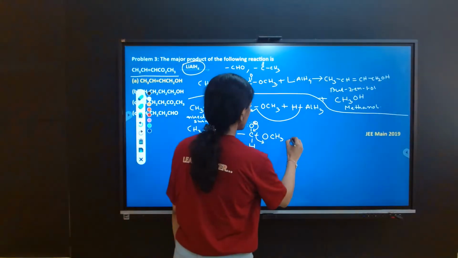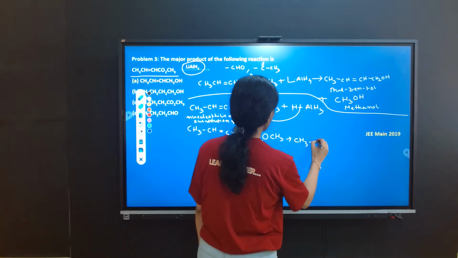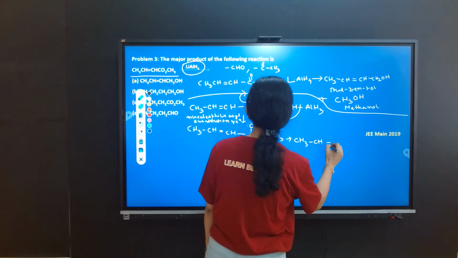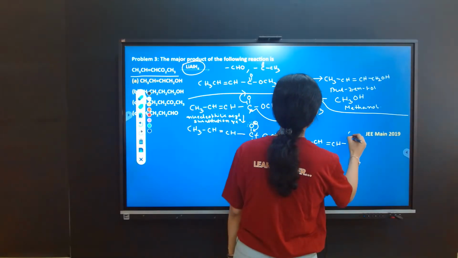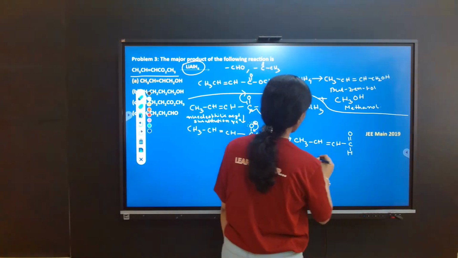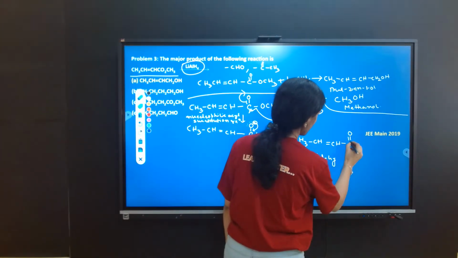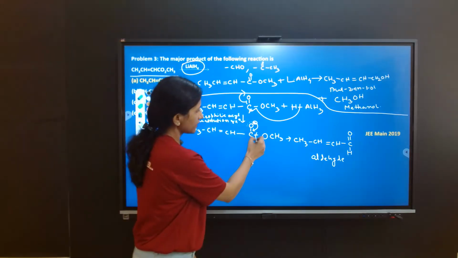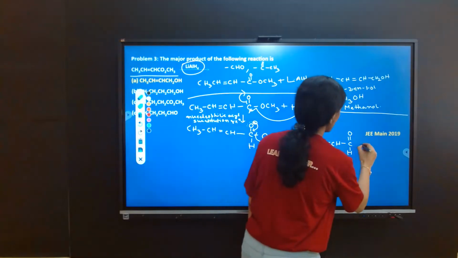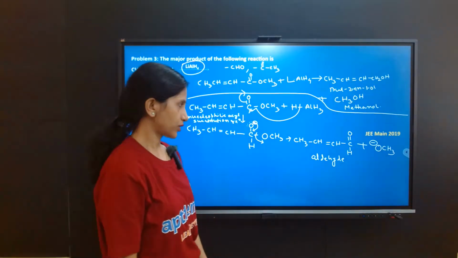So this will generate CH3 CH double bond CH C double bond O H. This is nothing but an aldehyde containing CH group, right? And this has been broken, so an OCH3 minus would be generated. So this is the product.